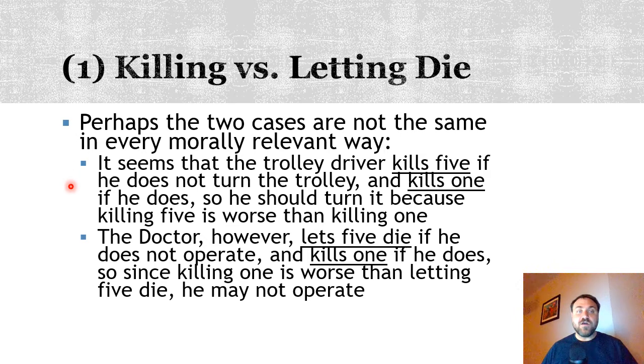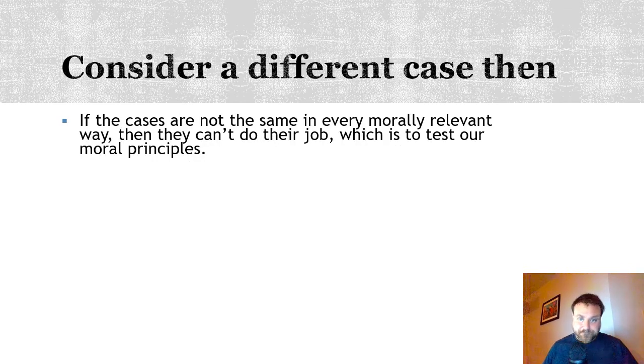And then you say the doctor case is different. It's not killing 5 versus killing 1. It's letting 5 die versus killing 1. Right? That is, the doctor lets 5 die if he does not operate, and kills 1 if he does operate. So since killing 1 is worse than letting 5 die, then he may not operate. So this is a good attempt, right? This is a good attempt at making these two cases look sort of different. And on the face of it, it looks like it should be successful. Thompson's not so sure this is really going to work.